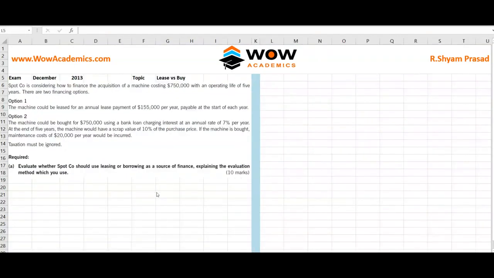So we'll start with this sum. In this sum, we are going to deal with the topic lease versus buy, and it's a December 2013 question, and the requirement is evaluate whether Spotco should use leasing or borrowing as a source of finance, explaining the evaluation method which you use. So we'll start from the question. Spotco is considering how to finance the acquisition of a machine costing 7,50,000 with an operating life of 5 years. There are two financing options. Option 1, the machine could be leased for an annual lease payment of 1,55,000 per year, payable at the start of each year. So we'll start with this.